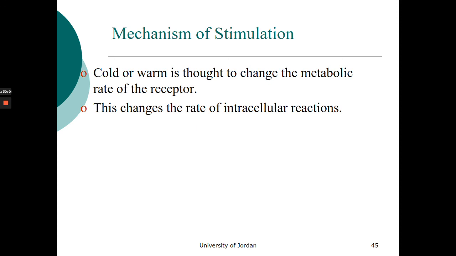Mechanism of stimulation by the temperature: cold and warm receptors change the metabolic rate of the receptor. By changing the metabolic rate, you change the permeability of ions in the receptor. By changing the permeability of ions, you change the receptor potential and you change the action potential that might be formed in the afferent neuron that is connected to these receptors. So this changes the rate of intracellular reaction, and this will cause a change in the receptor potential.